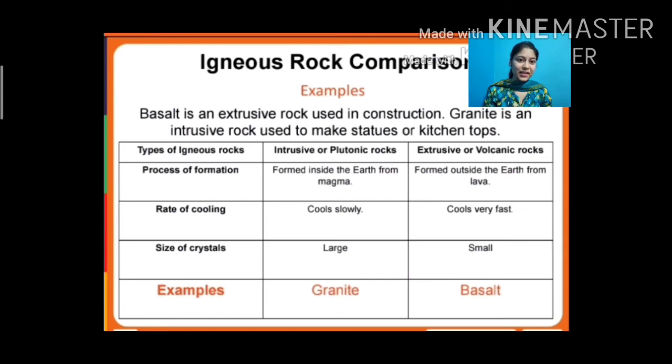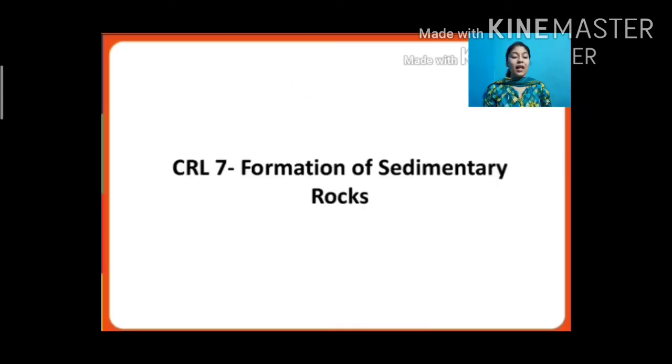I hope this is clear to everyone. Now we will learn formation of sedimentary rocks. How sedimentary rocks are formed.